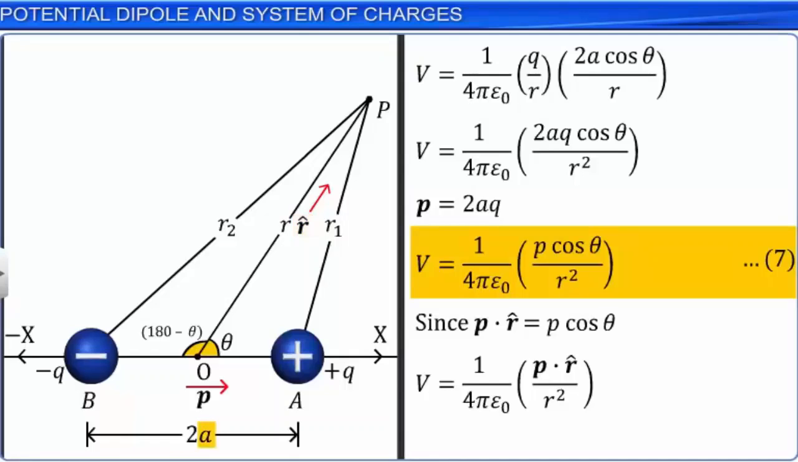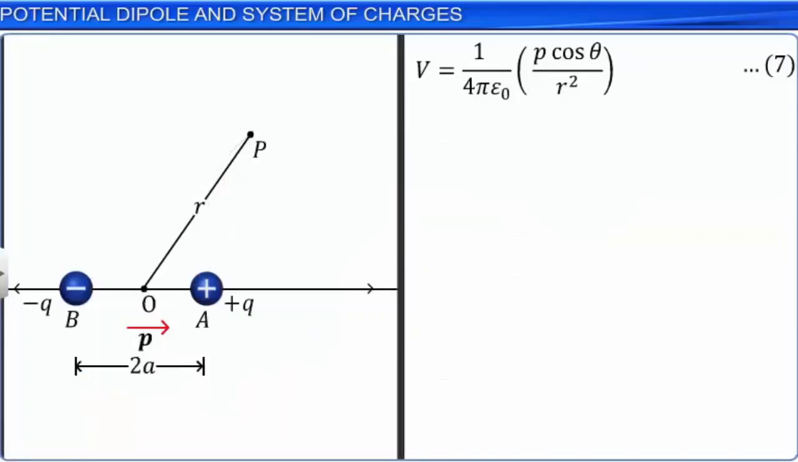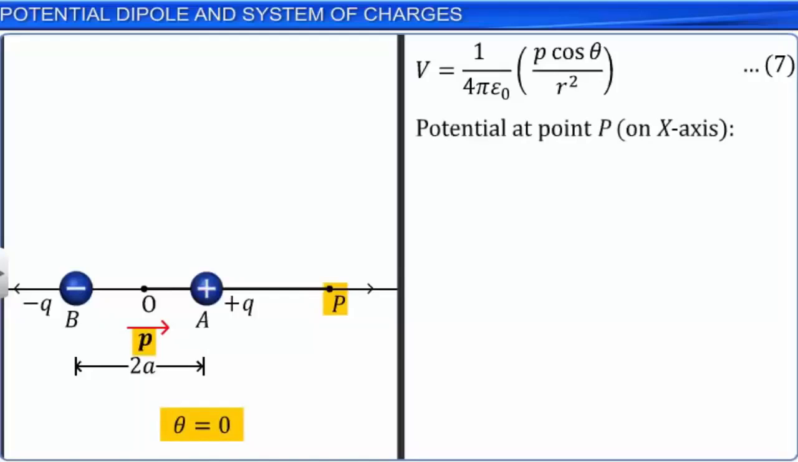If we consider point P on the positive x-axis, then the angle between the position vector of point P and the dipole moment of the dipole is 0. Then the potential at P due to the dipole, V, is equal to 1 by 4 pi epsilon naught into p by r squared, as cos 0 degrees is equal to 1.